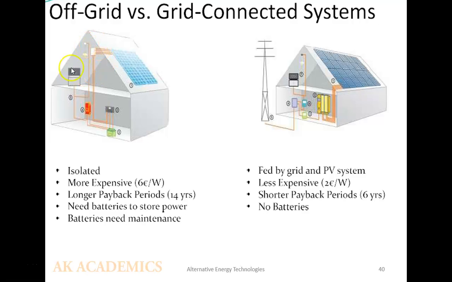And then this other building, you will notice that there is no utility grid connected to it, so this is an off-grid PV system. It is a standalone PV system that is not connected to the grid. So let's quickly look at some of the features of these PV systems. The off-grid PV system is isolated. It is not connected to the grid.